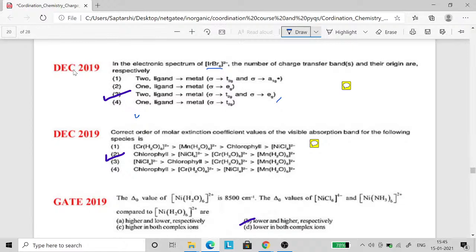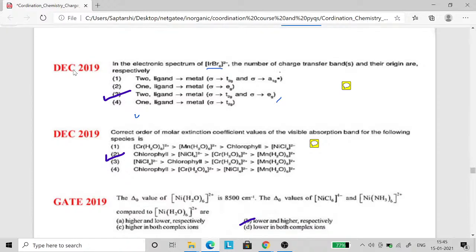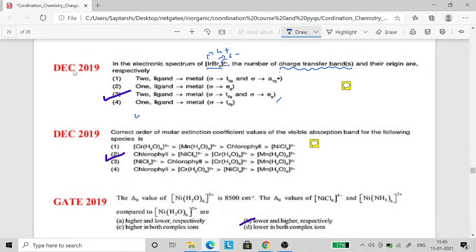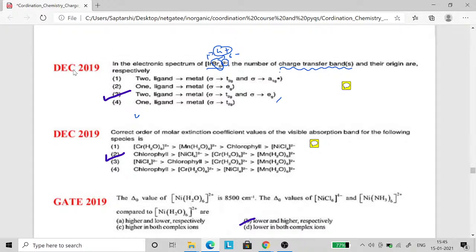So first of all, when we see IrBr6 2 minus, this is iridium, and it clearly says that it is charge transfer, not the normal d-d transitions, right? So for the origin, we know that Ir is 4 plus, this is 6 minus, so the overall is 2 minus. Because this is 4 plus and Br is an electron donor ligand, we can say that over here we get LMCT.